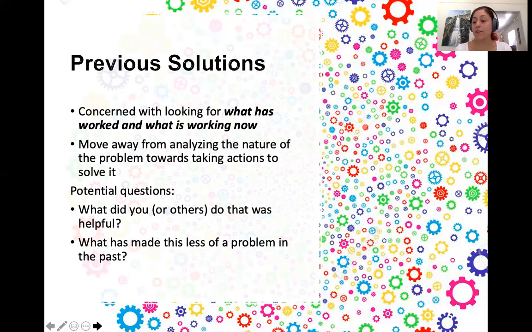Things that the client has tried on their own that have worked, for example. And you could elicit solutions by asking a question like, what did you do that was helpful in that moment? Or what did others do that was helpful in that moment?